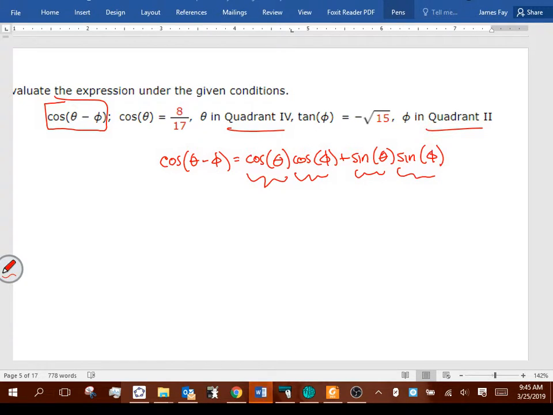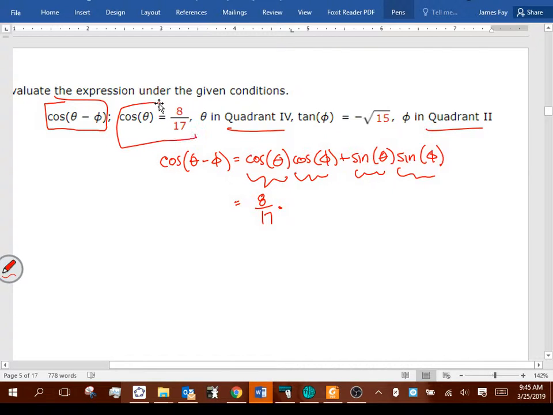Now, one of those you know from the given information. And a lot of times with these questions, you actually know two of those things. This one's kind of different because they give me tangent instead. But don't I know cosine theta? I know cosine theta is 8/17. So where I see cosine theta, I'm going to rewrite that as 8/17. But now I need to multiply that by cosine phi. Well, I don't know what cosine phi is. I need to add to a sine theta, sine phi. I don't know what either of those are. But they give me enough information here and here to determine those.